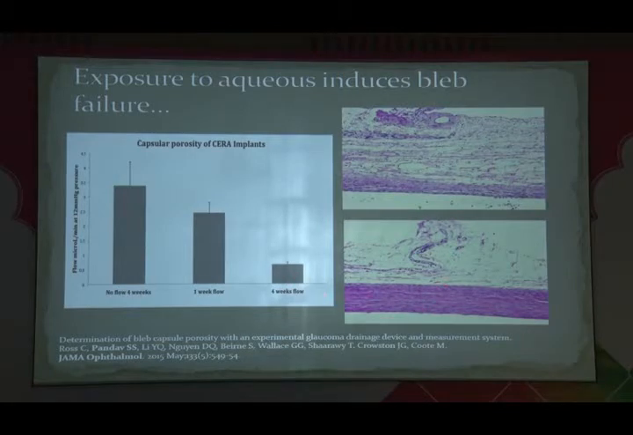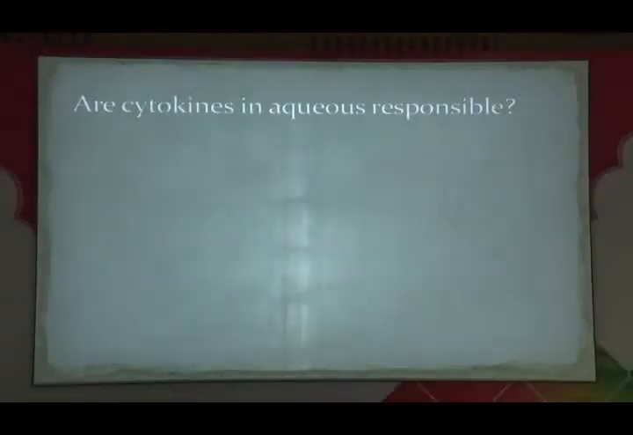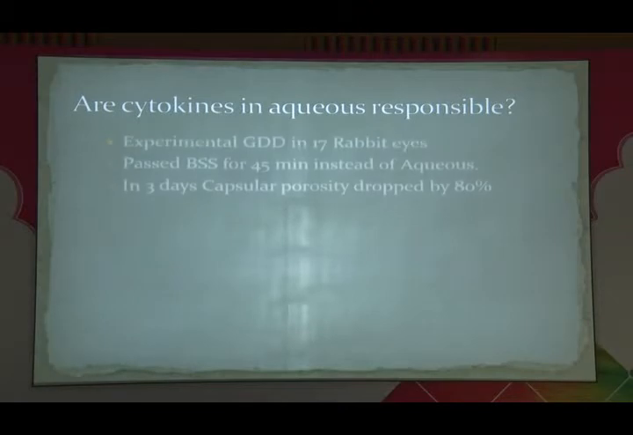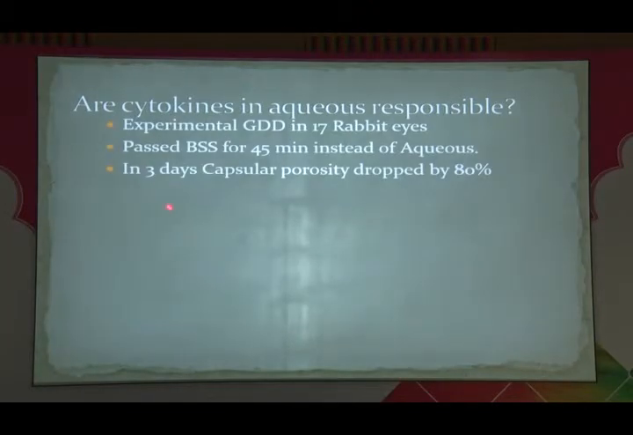These things correlate with what we normally see clinically and what we clinically believe, because we know that in 4 to 6 weeks' time, there is a hypertensive phase in most of the tubes, especially AGV, and then you have thick capsule formation and the pressure goes up. So the question here is that we believe the aqueous is somewhere responsible for the failure of the bleb. The thought is that there are several active substances in the aqueous, and they might be causing this decrease in porosity. So we wanted to investigate a little further.